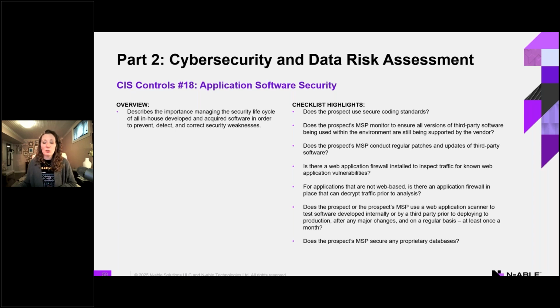And so really what we're doing with this control, we're looking at things like, does the prospect's MSP monitor to ensure that all versions of third-party software being used within the environment are still supported by the vendor? And again, this is specifically asked on cyber liability insurance application forms. It asks if there's any end of life or end of support software residing on the network, because if there is, that introduces a potential vulnerability and a breach risk to the organization.